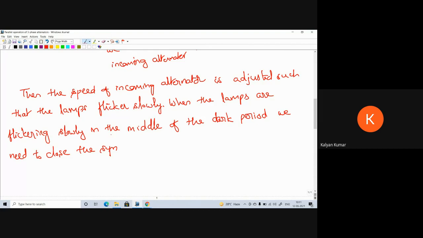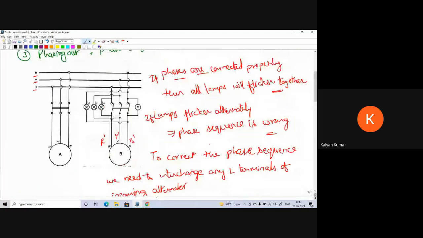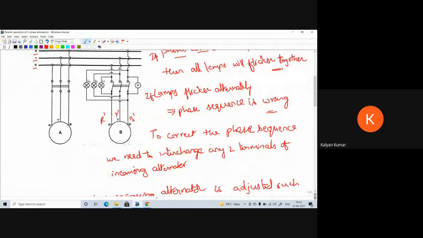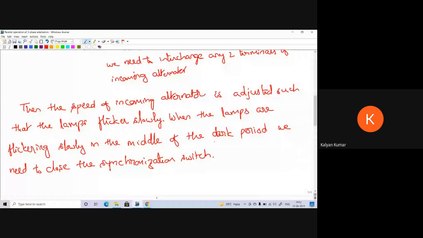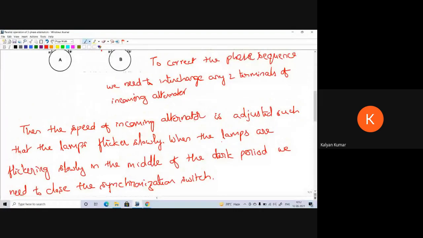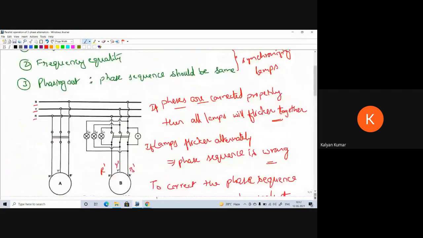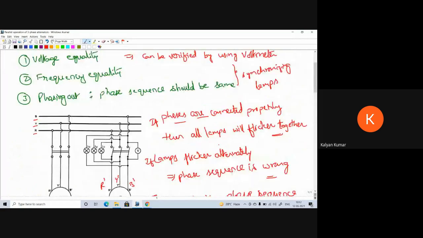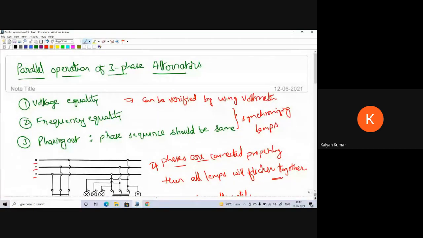So the middle of the dark period indicates that the incoming alternator is synchronized with the existing alternator. So we have to close the switch, and thereby the incoming alternator B is connected in parallel with alternator A or in parallel with bus bar B. So here we are closing the switch in the middle of the dark period. So this method is also called the 3 dark lamp method.